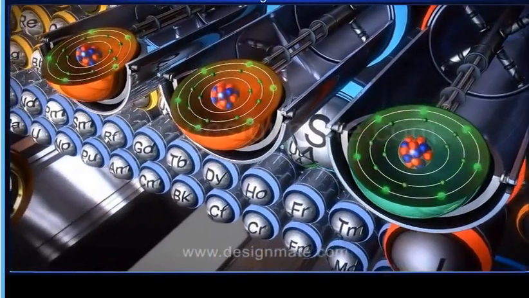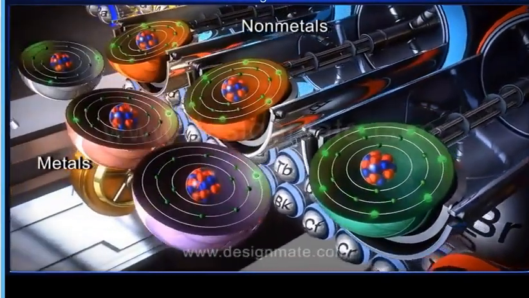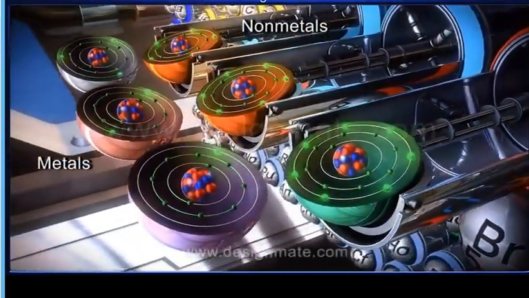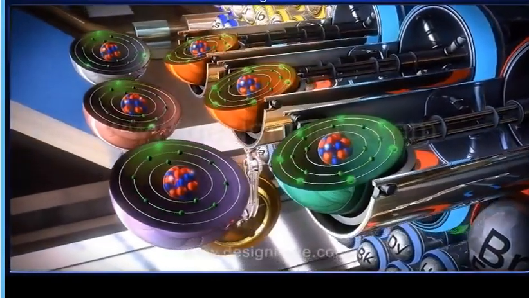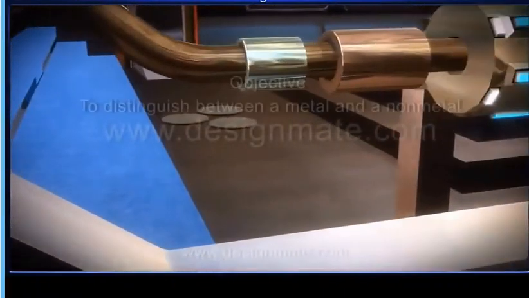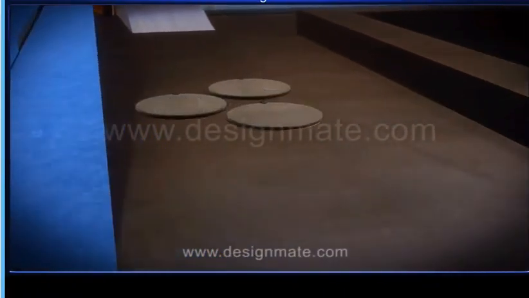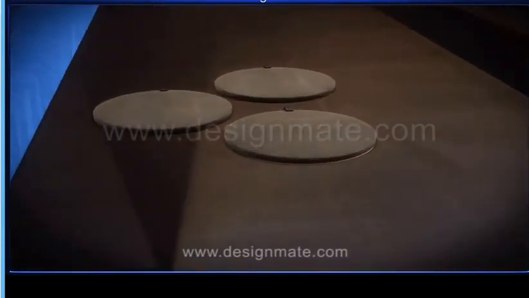As the number of valence electrons decides the chemical properties of an element, metals and nonmetals differ in their chemical properties. In this topic, we will learn how to distinguish between a metal and a nonmetal based on their reaction with oxygen.